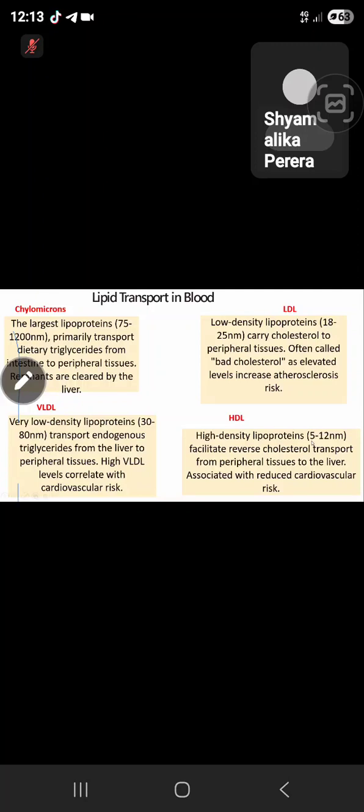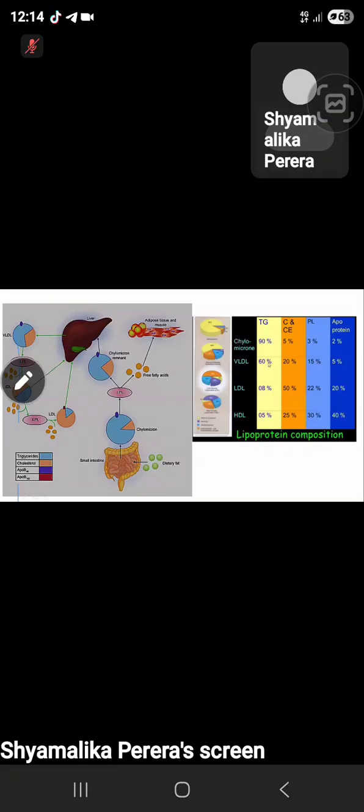Then HDL, it's a good cholesterol or the healthy cholesterol, which helps to transport cholesterol in reverse into your liver. So that means unwanted or oxidized molecules, as a HDL molecule, will transport to the liver again for the excretion from your body. So this is a diagram indicating the amount of triglyceride, cholesterol esters, phospholipids, and proteins, or the apoproteins, how much of these things are present in your lipoprotein.